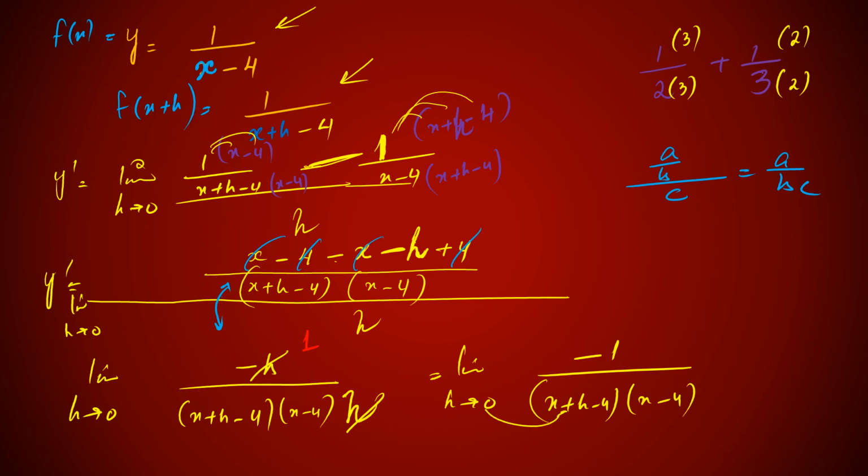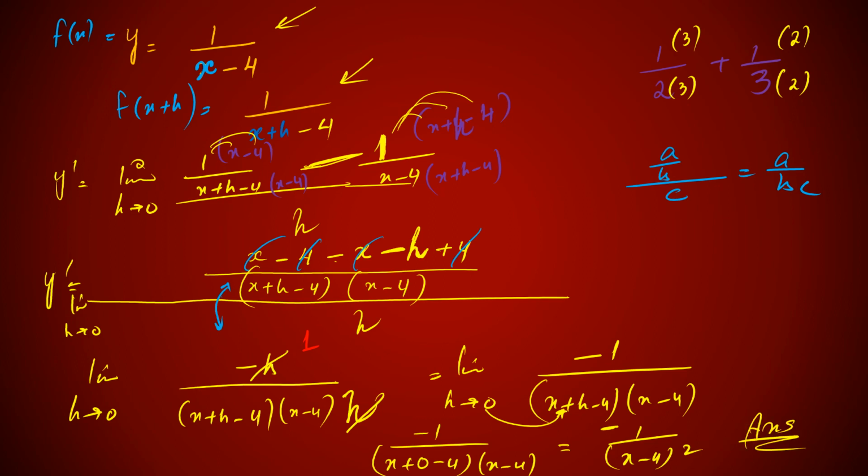Now apply the limit. So replace h by 0. So x plus 0 minus 4 times x minus 4. Now we know x minus 4 times x minus 4 gives us x minus 4 whole squared. Don't forget the negative. So this is the derivative of 1 over x minus 4, that is negative 1 over x minus 4 whole squared. So I hope you understood how we can solve the questions if the function is a rational function. Similarly, we will see how we can determine the derivatives if the function has a square root.